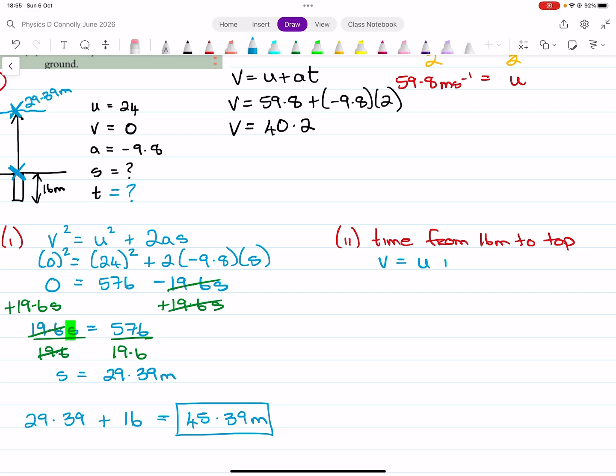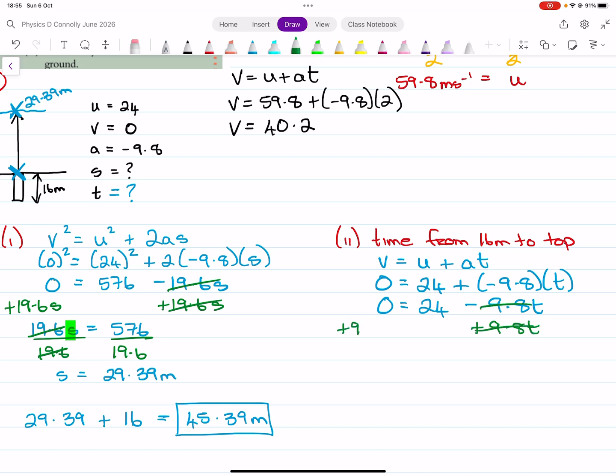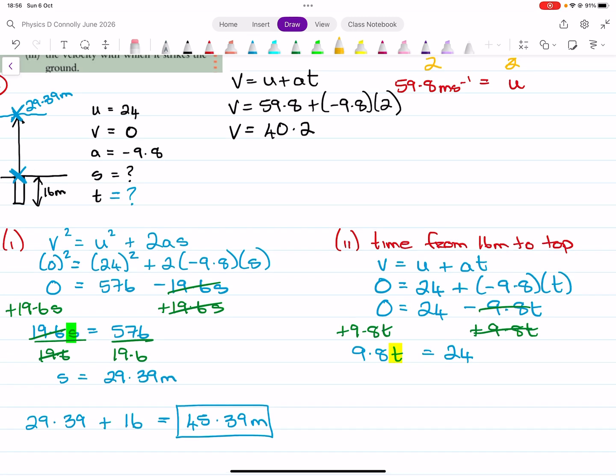So V equals U plus AT. V is 0, greatest height, started at 24. Acceleration, it's going up, so minus 9.8, and time we don't know. Same again. Okay. Plus the 9.8t to cancel, plus the 9.8t on this side. So then 9.8t equals 24. And then divide by 9.8, divide by 9.8 to isolate the t. And we get 24 divided by 9.8 is 2.45 seconds.